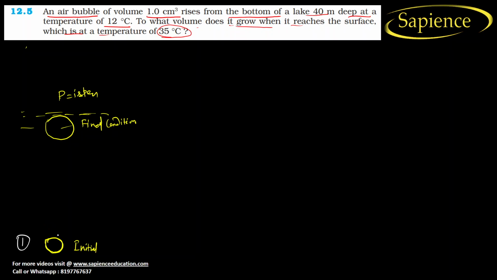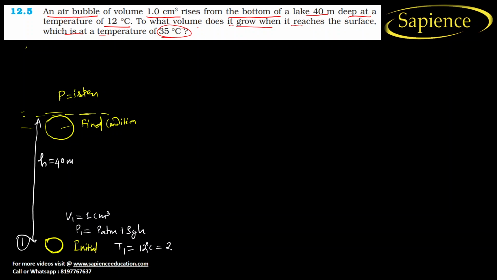So let us put the values for the initial condition. The volume V1 is 1 centimeter cube. The pressure P1 is P atmospheric plus rho g h. Why rho g h? The height they have given is 40 meter, so at 40-meter depth the pressure will become P atmospheric plus rho g h. And the temperature T1 they have given as 12 degrees Celsius. So convert it into Kelvin: 273 plus 12, which will be approximately 285 Kelvin.